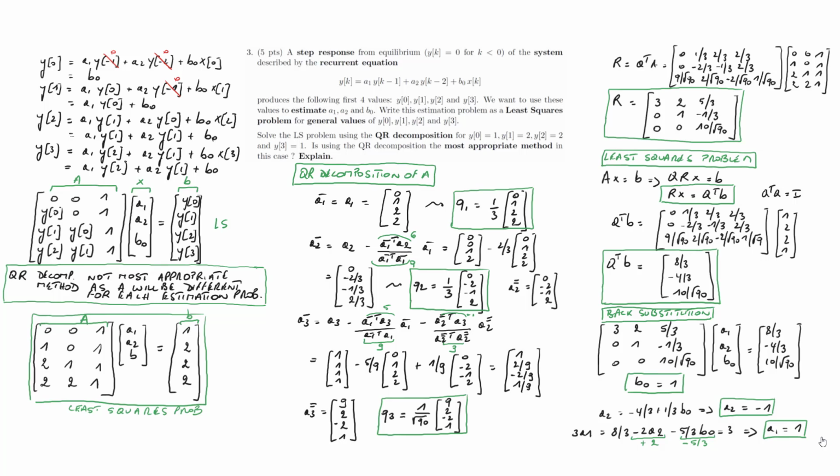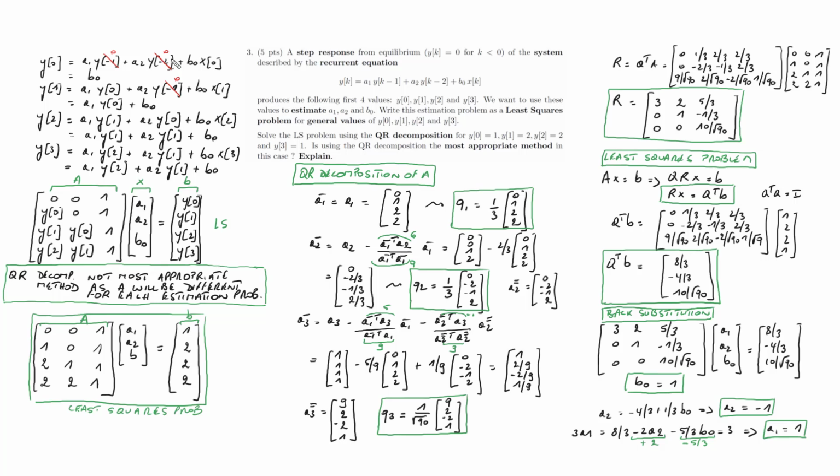Well, let us now have a look at the solution of the problem. First of all, we have to write this as a least squares problem in a matrix format. We take this recurrent equation and we evaluate it at k equal to 0, 1, 2, and 3. If you do this, for instance, for k equal to 0, you'll have y0 is a1 y minus 1 plus a2 y minus 2 plus b0 x0, right?